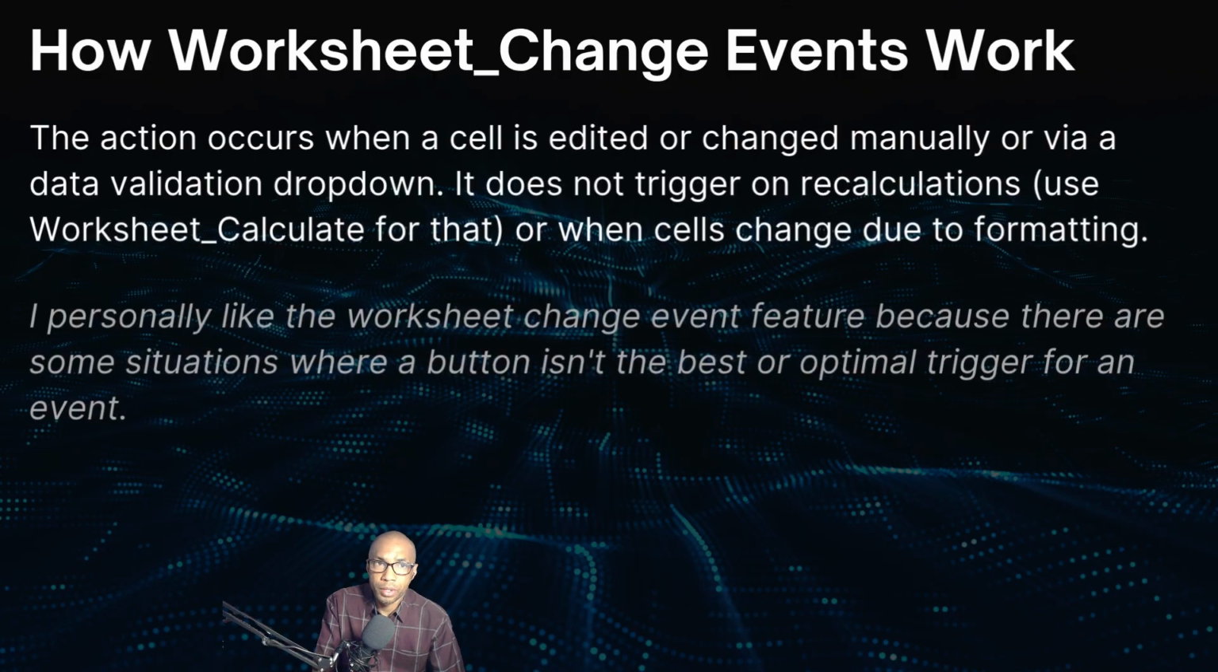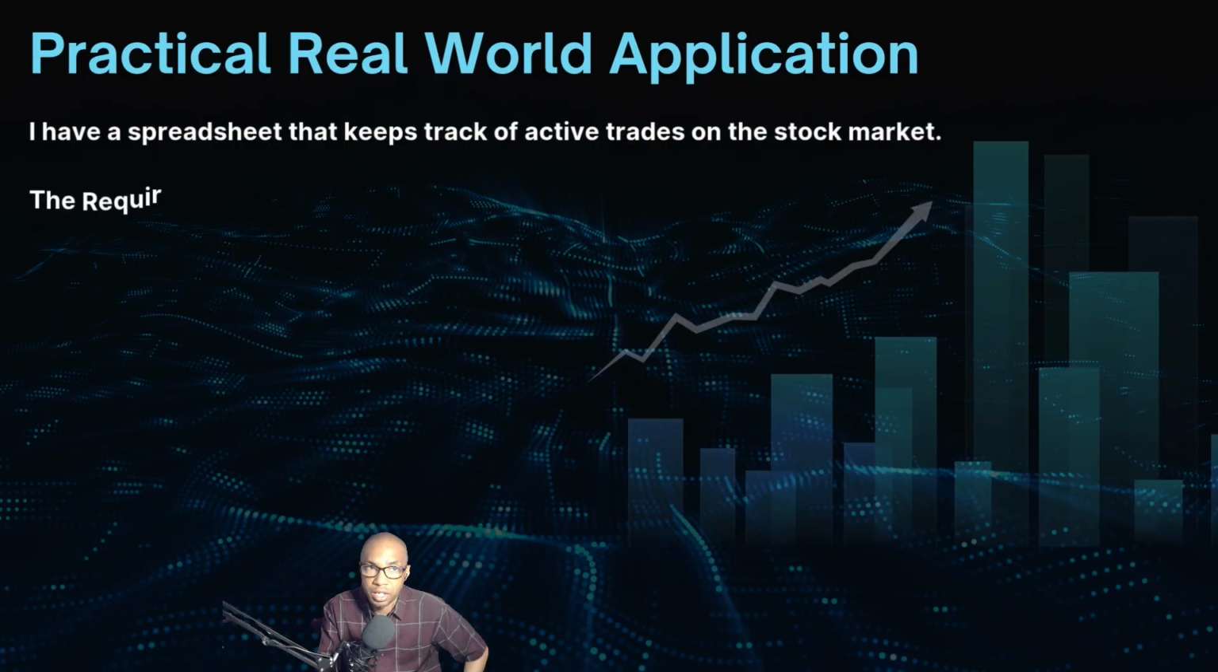So how worksheet change events work is action occurs when a cell is edited or changed manually via data validation. Dropdown is one of the ways. You could just put in something without data validation. It works that way as well. It does not trigger on recalculations. Use the worksheet calculate function for that, or when the cells change due to formatting. I personally like the worksheet change event feature because there are some situations where a button isn't the best or optimal trigger for an event, and you'll see how it's used in this sort of thing.